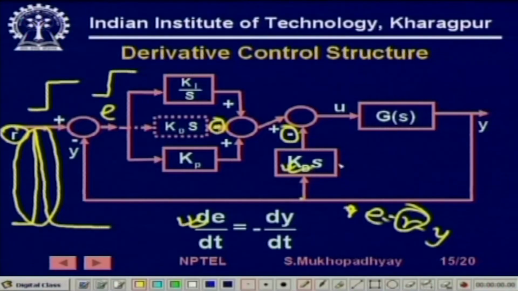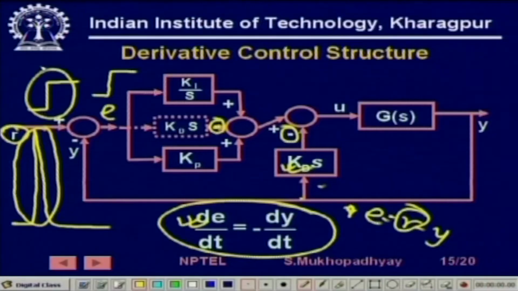So, when R is not changing, I am going to get the same effect as dE by dt, but when R goes through a step, there is absolutely no effect here. During that time it will simply slowly rise, and as y rises, you will again get the PD effect, but this shock will not come. So, this is something to be remembered when a derivative control is to be implemented.